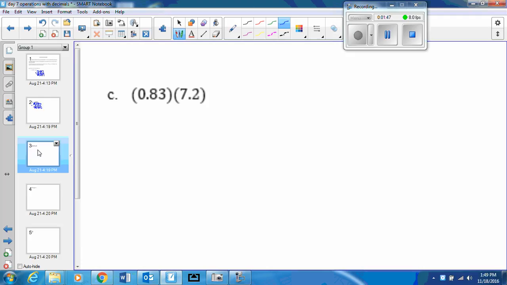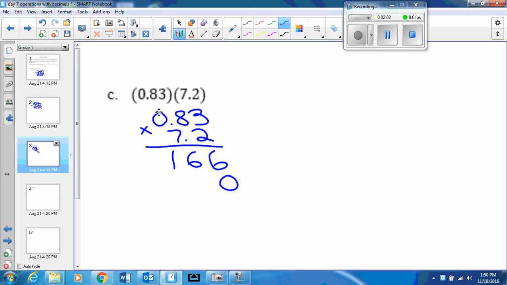For multiplying, 83 hundredths times 7 and 2 tenths. You don't have to line up your decimals now. Multiply the 2 through, so 2 times 3 is 6, 2 times 8 is 16. Put a 0 for a placeholder. Multiply the 7 through. 7 times 3 is 21. 8 times 7 is 56, plus the 2 I carried would be 58.